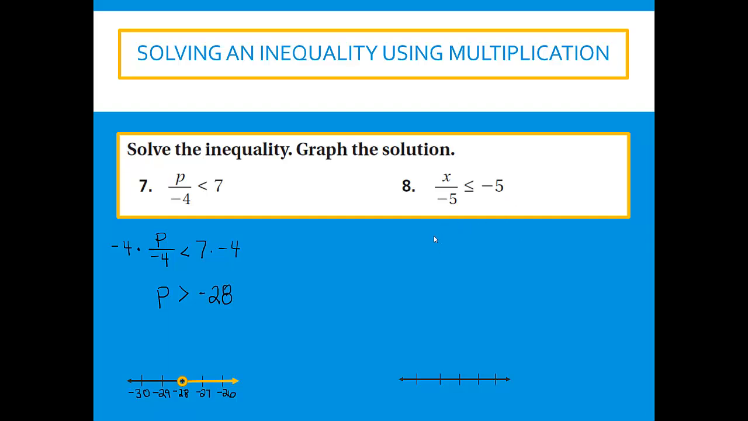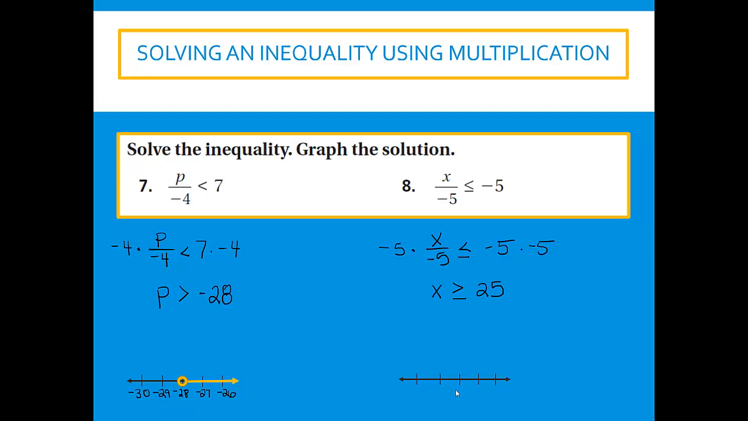And now for number 8, we have x divided by negative 5 is less than or equal to negative 5. Since we're dividing by negative 5, we're going to multiply by negative 5 to solve. So we have x. And then our symbol, since we are multiplying by a negative, needs to be reversed. So since it's less than or equal to, it becomes greater than or equal to. And then negative 5 times negative 5 is 25. So we have x is greater than or equal to 25.